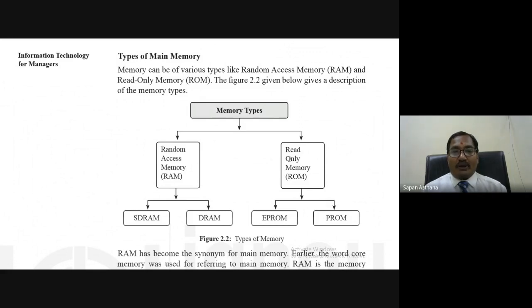The types of the main memory. The memory can be of various types like the random access memory and the read-only memory. Figure 2.2 given below gives the description of the memory. Generally, when you talk, you say which memory has RAM and ROM. RAM, random access memory, and ROM, read only memory. Suppose I ask you which memory you, being an information technology manager, will use more, what will be your answer?